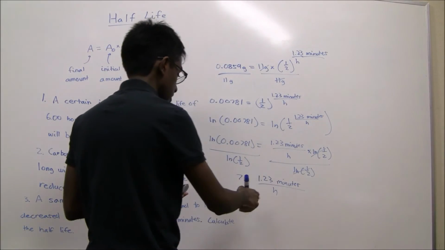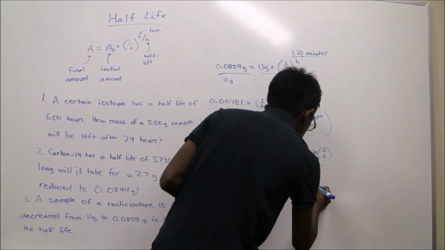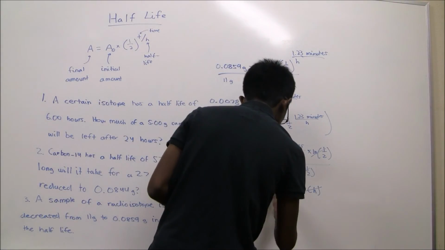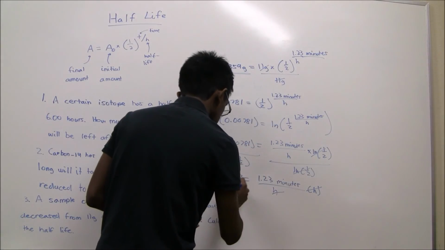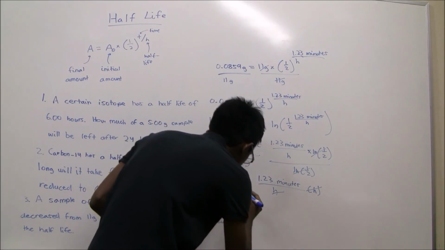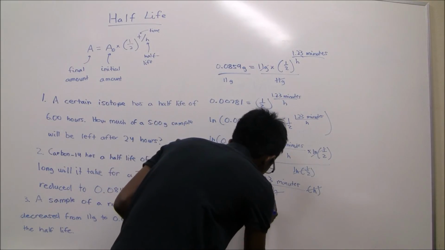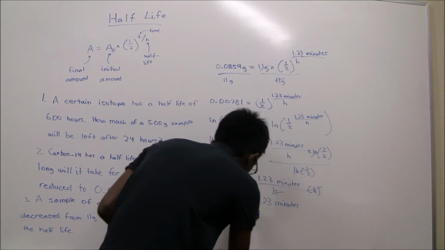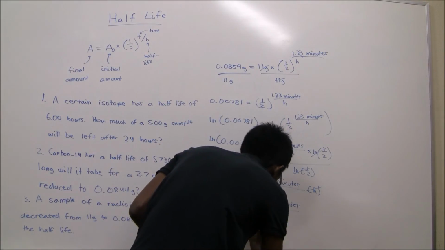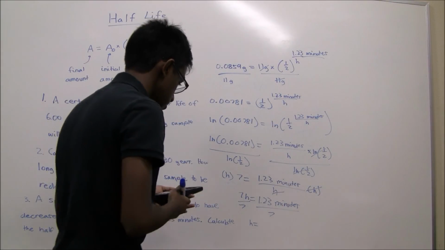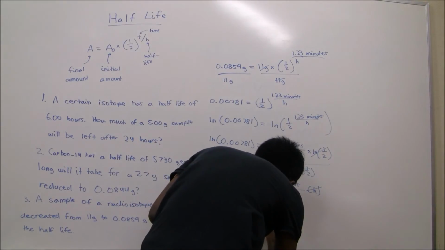And then I can multiply both sides by h. This cancels with this. Then I can divide both sides by 7. Actually, wait. 7h equals 1.23 minutes. Okay, finally divide both sides by 7, and your half-life is 0.17.